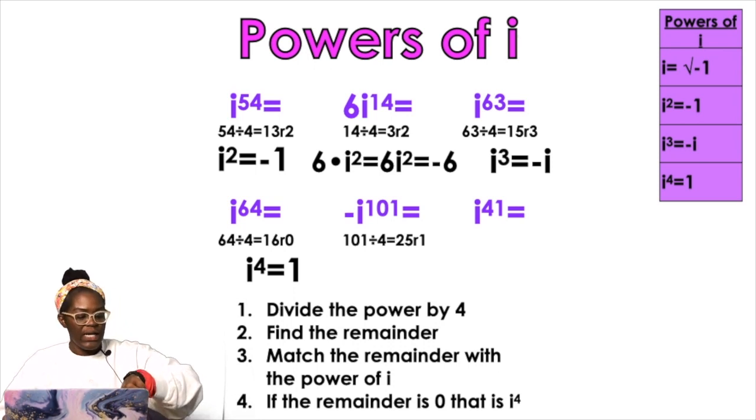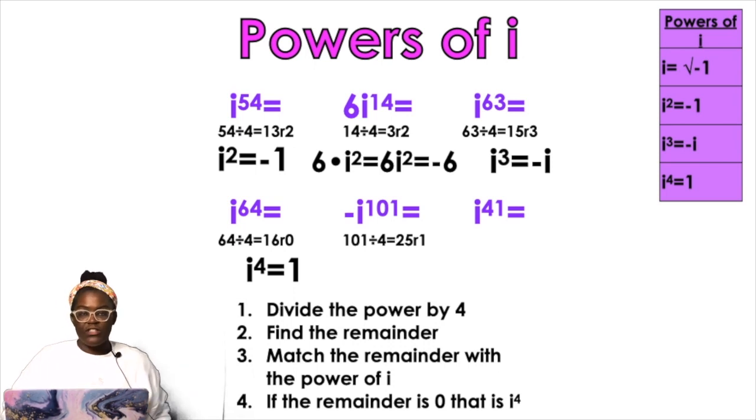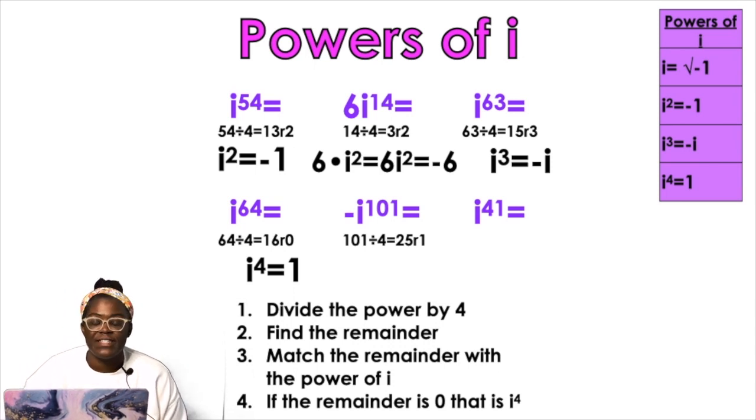So we're going to do 101, okay? And there's a negative in the front of it. So first we're going to do 101 divided by 4. That's going to give me 25, remainder 1, so that's just i, right? So negative times i, excuse me, is negative i. And we leave that like that.